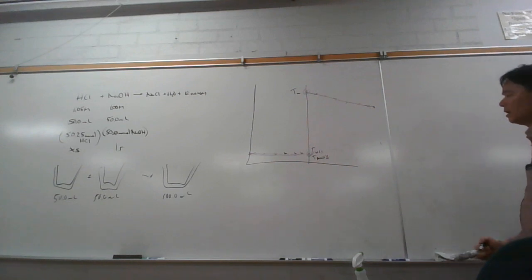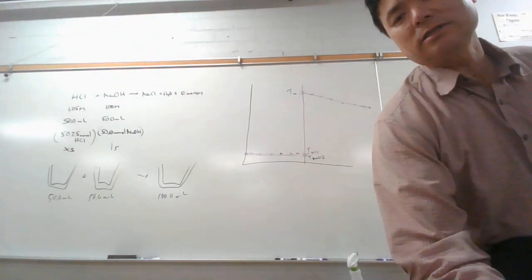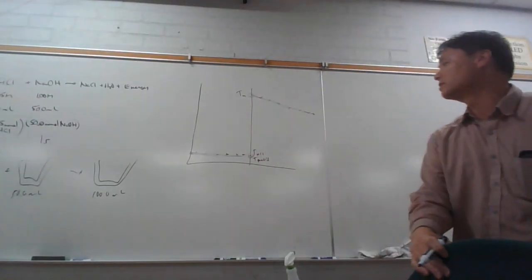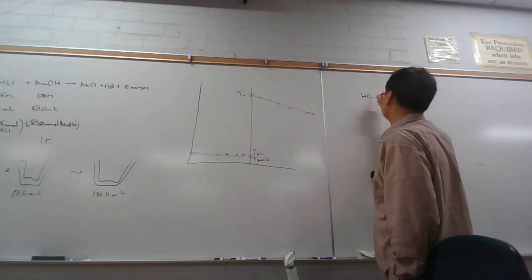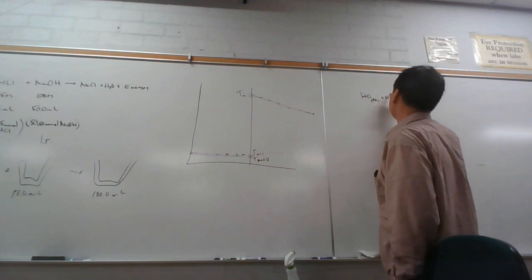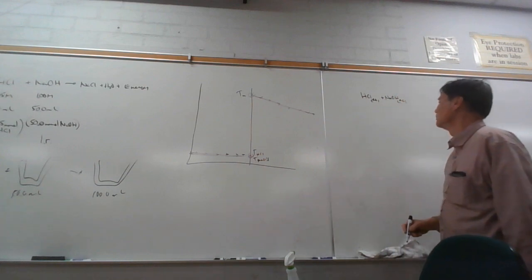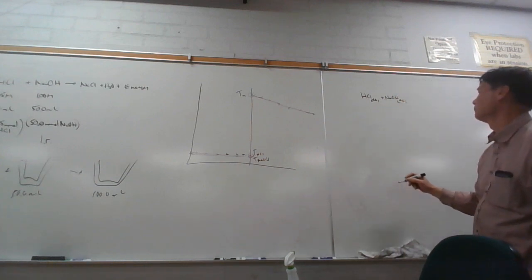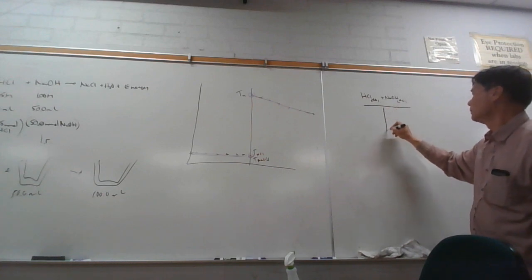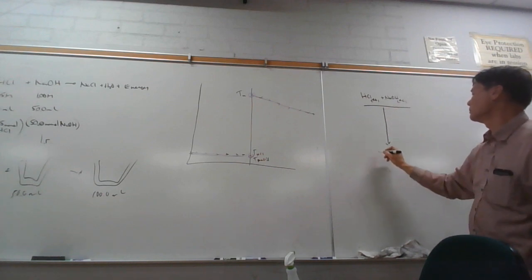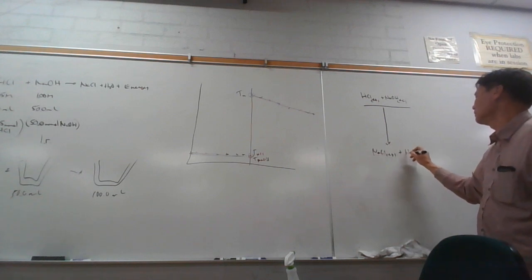All right, in this experiment, it's going to be a little bit different. In this case, our system is going to be the chemical reaction, HCl aqueous plus NaOH aqueous. And we're going to have 50 millimoles worth of reaction here, not 1 mole. And then this is going to produce NaCl aqueous plus H2O liquid.